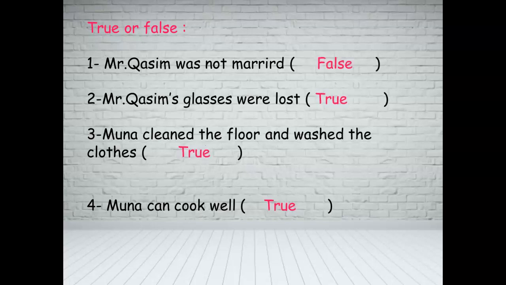So, Mr. Qasim was not married. False. Mr. Qasim's glasses were lost. True. Muna cleaned the floor and washed the clothes. True. Number 4, Muna can cook well. True.